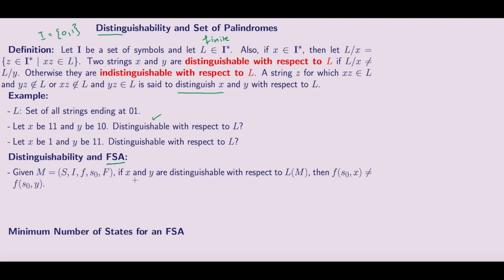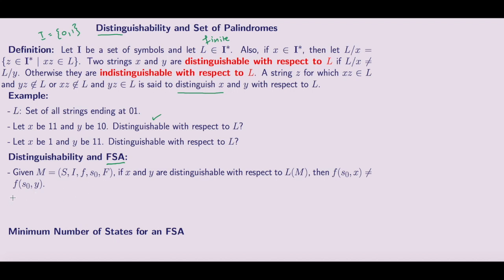So then we say that if x and y are distinguishable with respect to the language recognized by M, then we say what? We say that f of S0, x and f of S0, y cannot be the same. Okay, so in other words, if I start with S0 and traverse the string x, I should land at a different state than if I started with S0 and traverse the string y. Okay, so what does it mean?